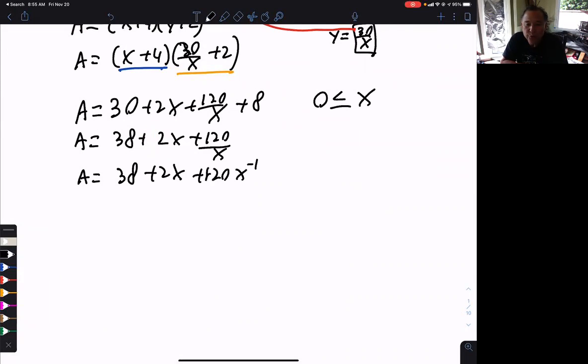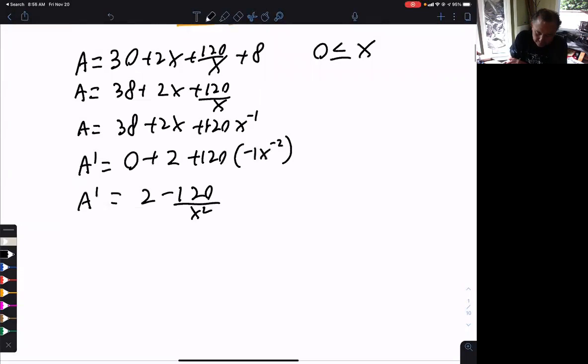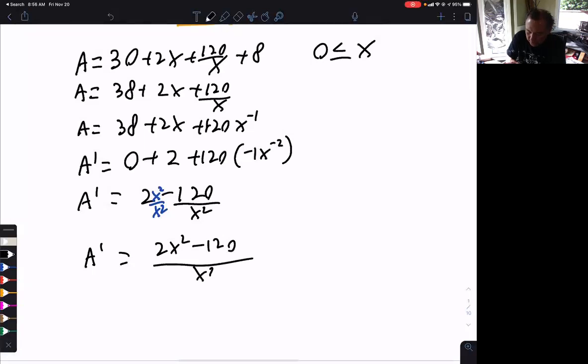Now, what are we trying to do? We want the derivative because we're trying to find the max and min of A, which occurs at critical points and endpoints. So let's find critical points. We need the derivative. So the derivative of 38 is 0. The derivative of 2x is 2. The derivative of x to the negative 1, we bring the negative 1 in front and decrease the power by 1. Oh, it's minus 120 over x squared. But we want a common denominator. So I will multiply this by x squared over x squared. And now we have a derivative of (2x squared minus 120) over x squared.